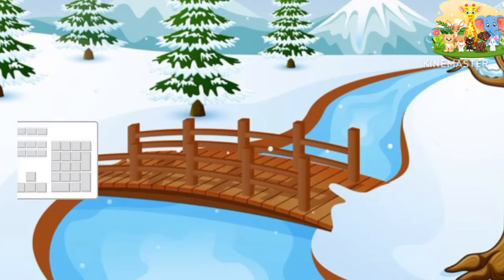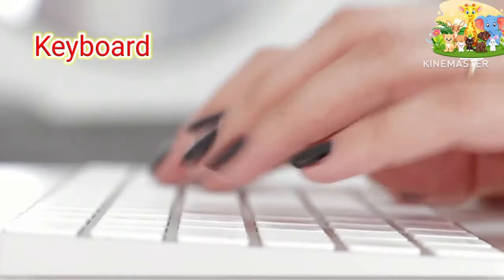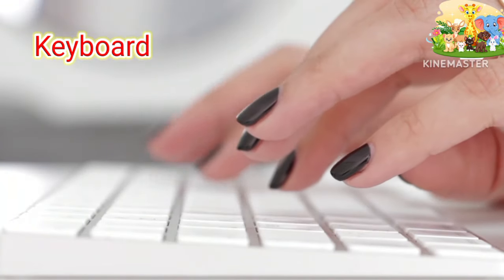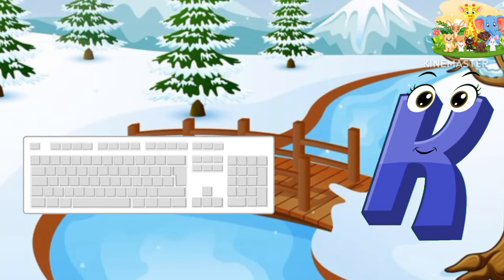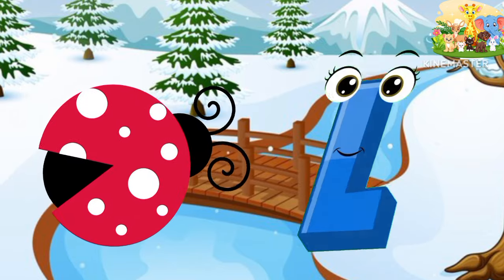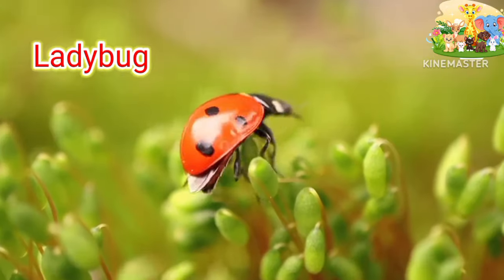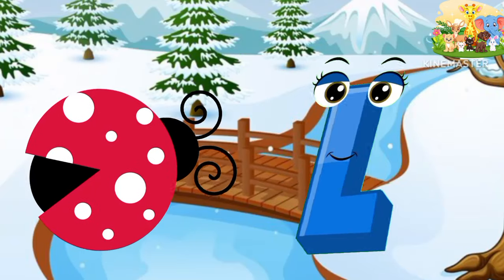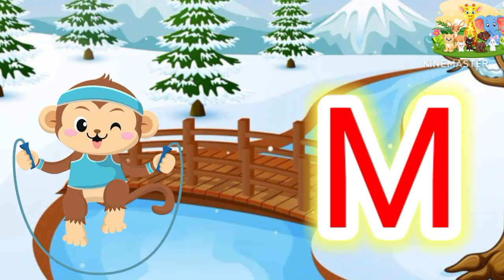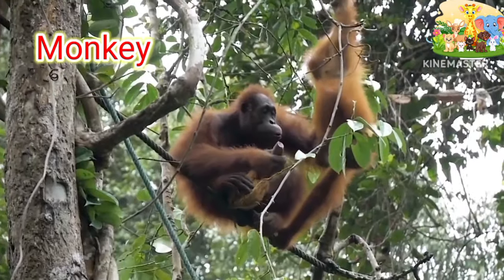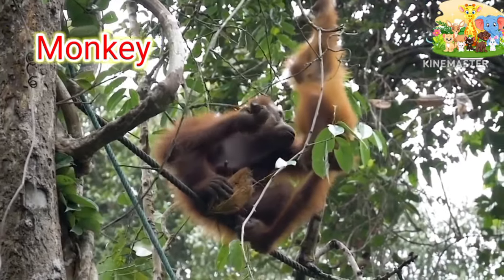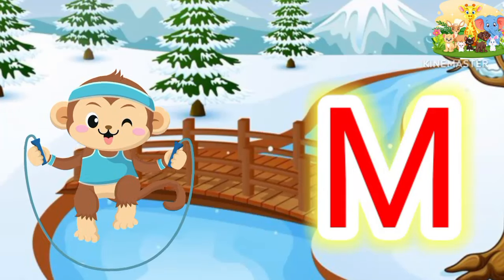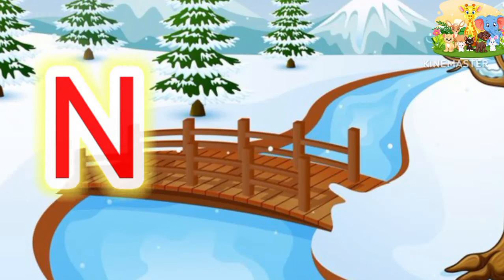K is for keyboard, keyboard. L is for ladybug, ladybug. L, ladybug. M is for monkey, monkey. M, monkey.